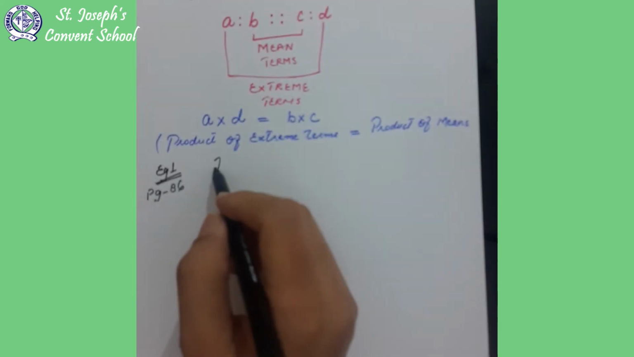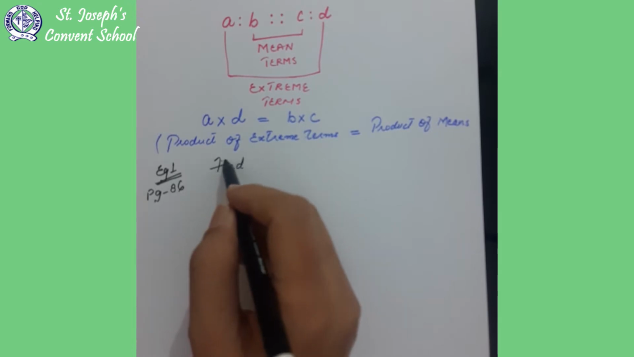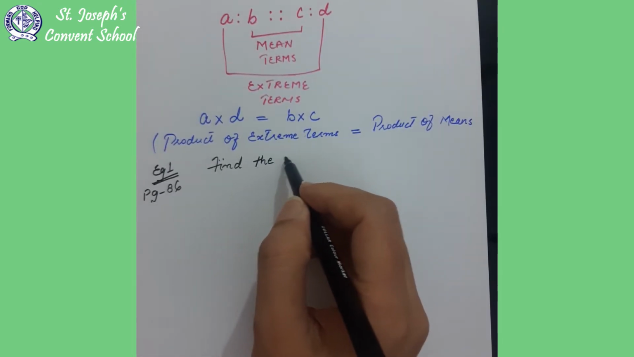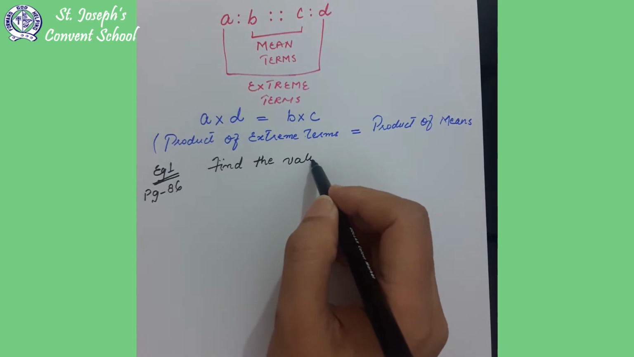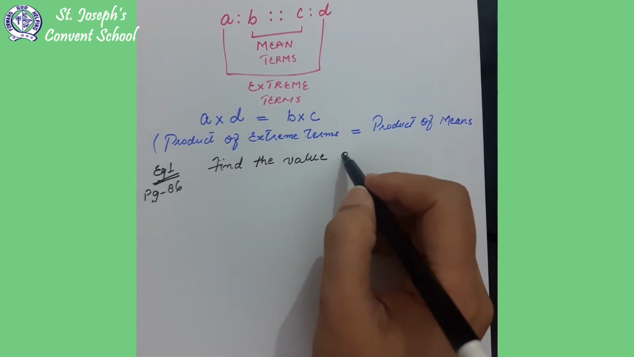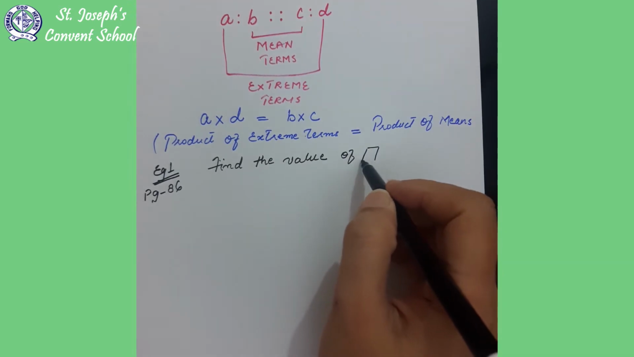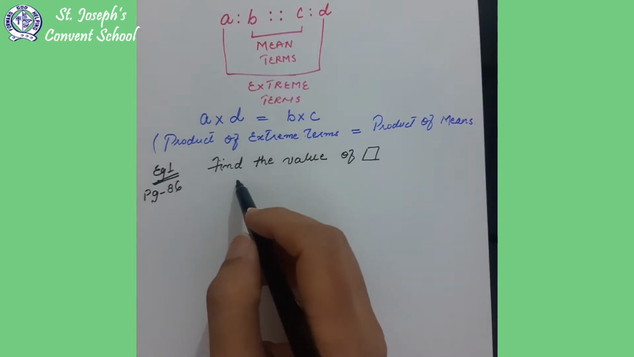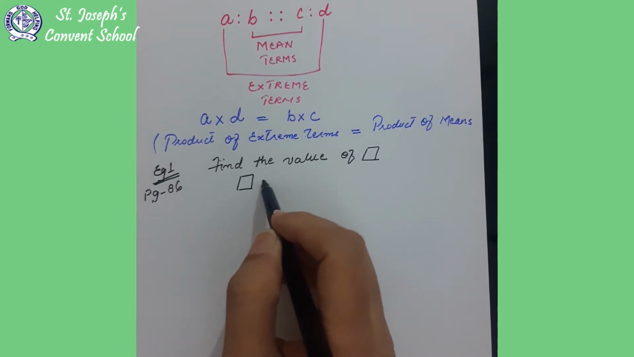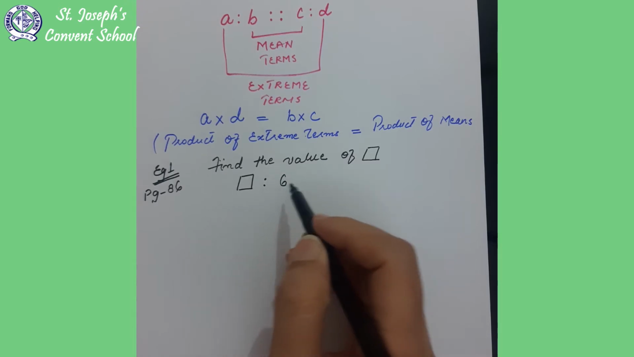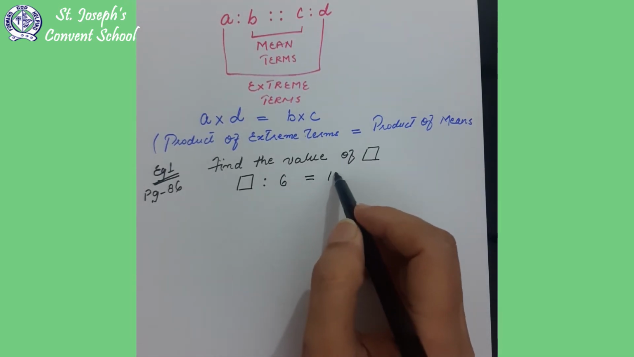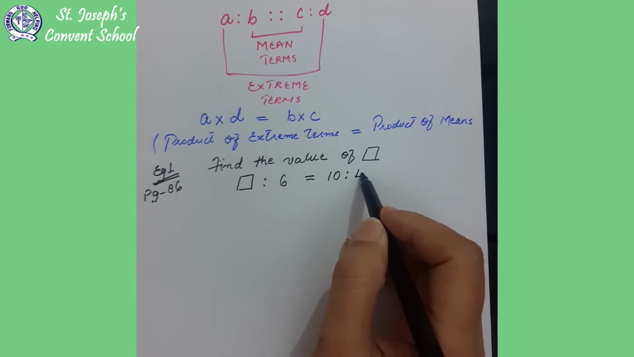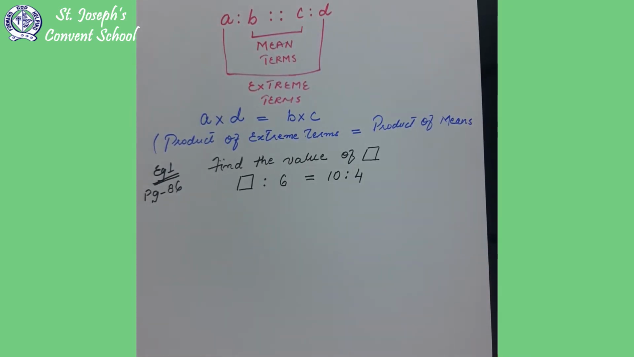You have to find the value of this box. This is an empty box, so you have to find the value of this empty box. Now the proportion is given: this empty box is to 6 equals 10 is to 4. This is given, and you have to solve it. Now how to solve this?